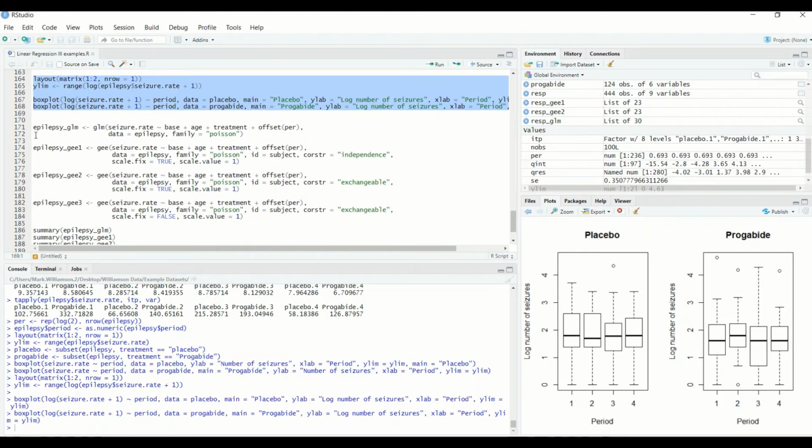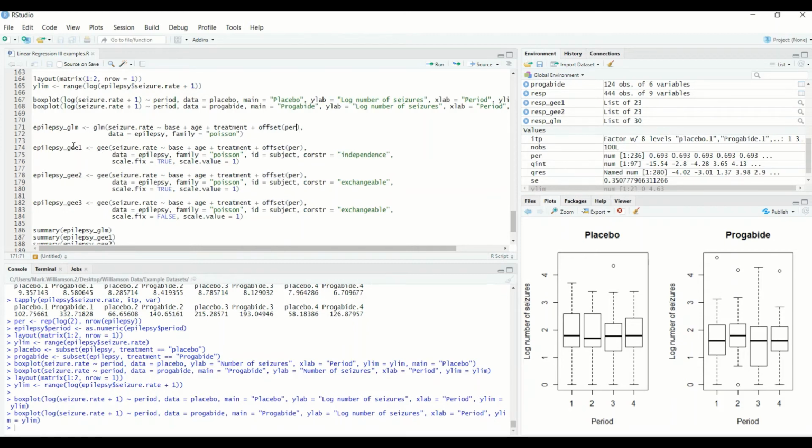Since these periods in time aren't actually equal, it's better to offset them. So our rate is per time. And that's pretty common in Poisson regression, to have an offset. So we're going to start with a generalized linear model to compare to. We're modeling seizure rate as a function of the base rate, your age, and the treatment, so whether placebo or the drug, and then have an offset of the period length.